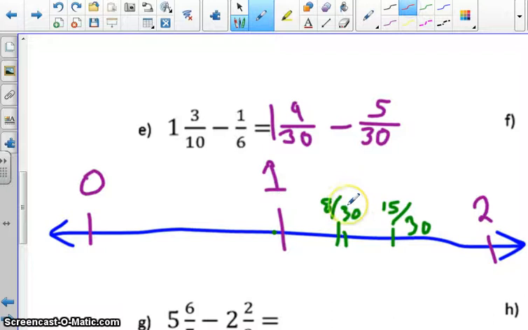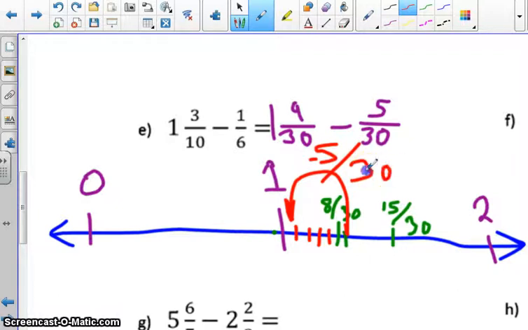And let's do the jump with red. So you're starting at 1 and 9/30, and you're jumping minus 5/30. So, well, 9, 8, 7, 6, 5, 4. So you're starting here and jumping to there. Notice I don't have to do below 4 because I'm not jumping to those. You're subtracting minus 5/30. 1, 2, 3, 4, 5.